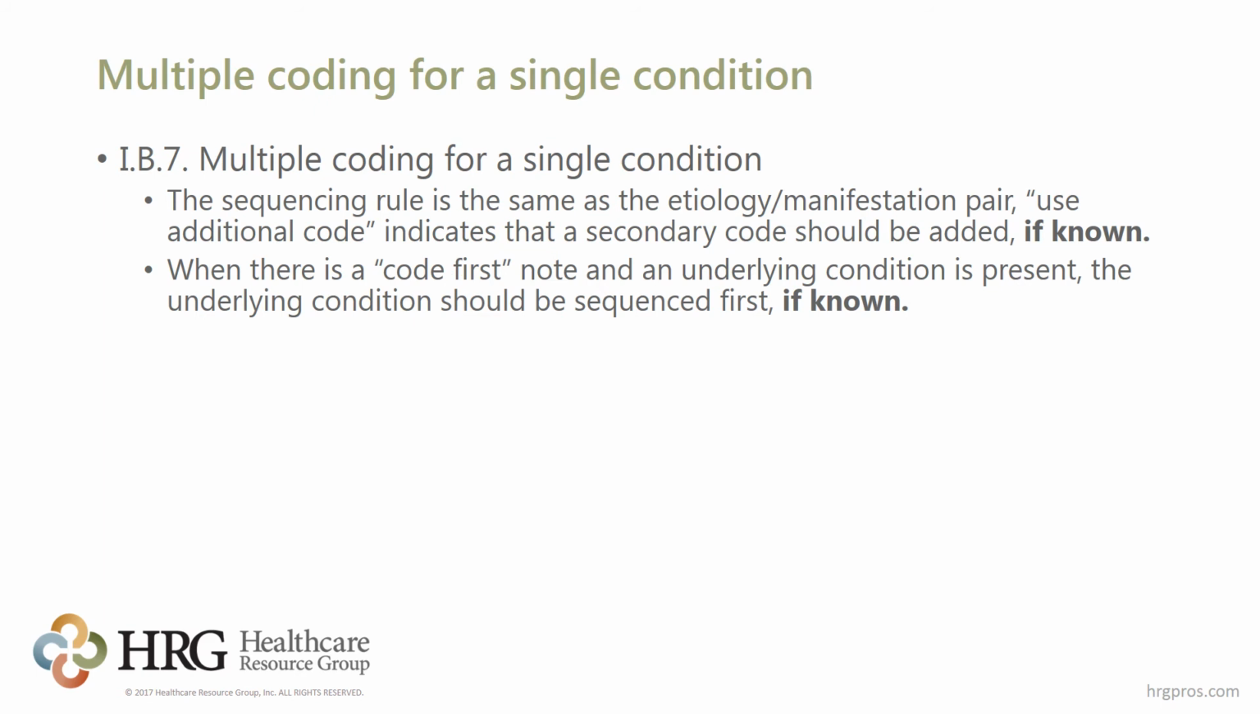The next change is in section 1B7, and the title is multiple coding for a single condition. Oftentimes we will notice in the tabular where it will say use additional code or code first. Just know that you only have to use the additional code or code first if that code is known.